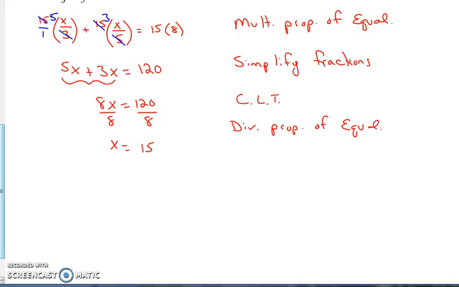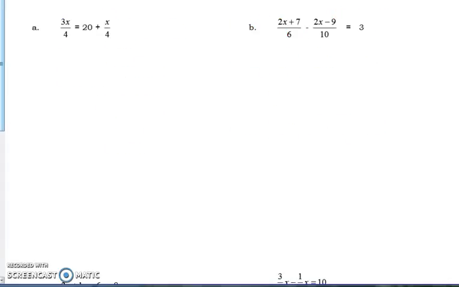Okay, so your goal when you're looking at fractional equations is to multiply every term in the problem by the LCM, by the least common multiple. Okay, next page. Now we're just going to do a bunch of examples with fractional equations. Remember, your goal is to find the least common multiple and then multiply every term.